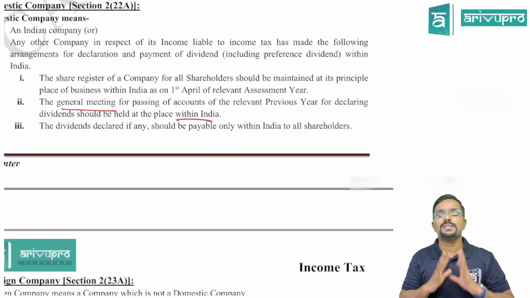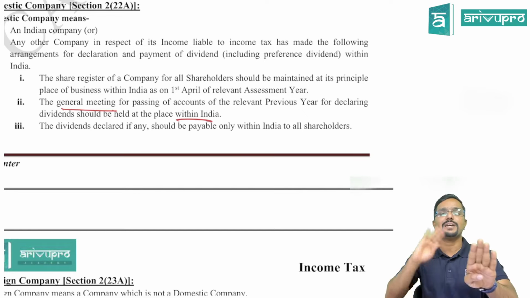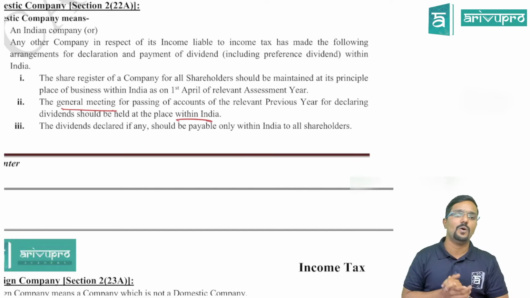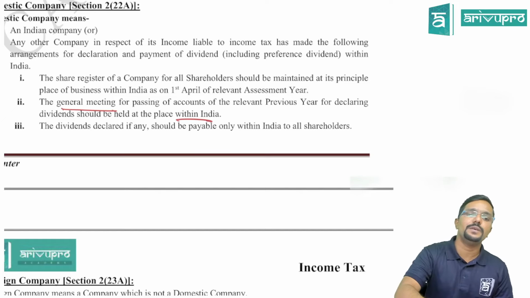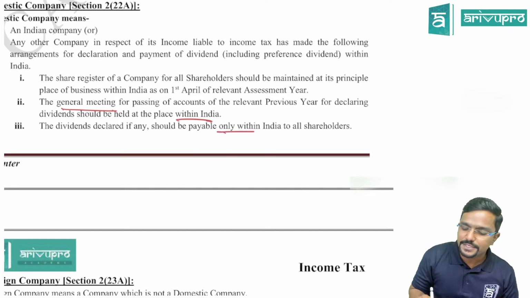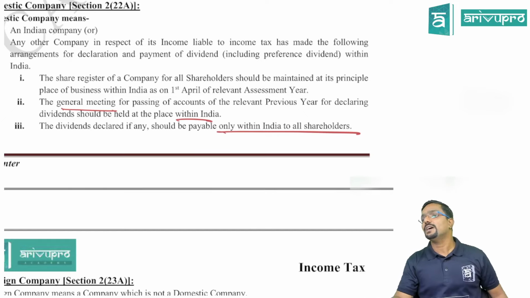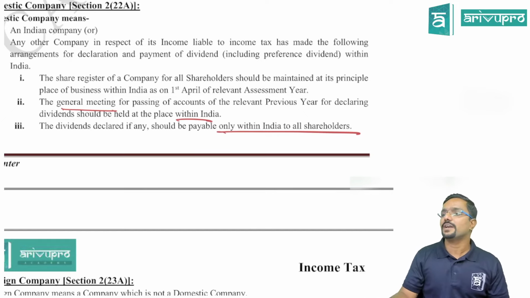Sir, what is the second condition? Annual general meeting for passing accounts should be held in India. The last one: the dividends declared, if any, should be payable only within India to all the shareholders. Whatever dividend you are declaring, it should be paid to all the shareholders in India.